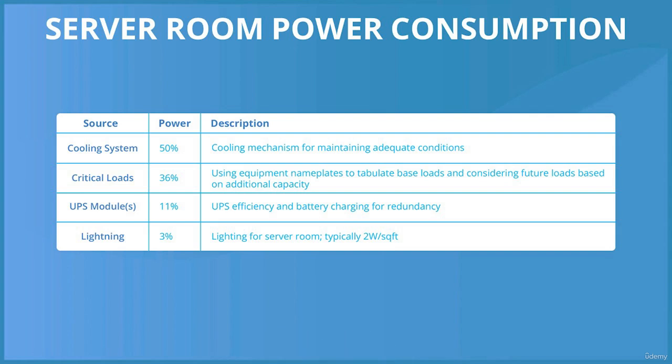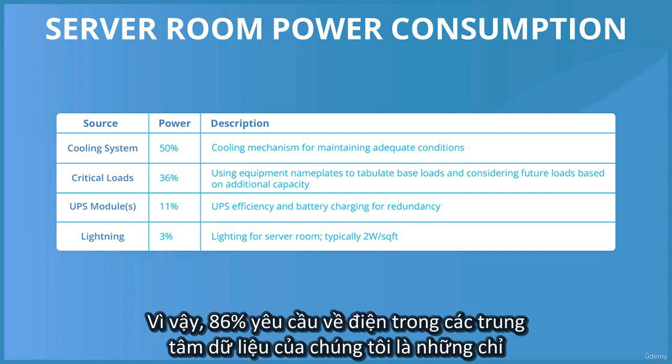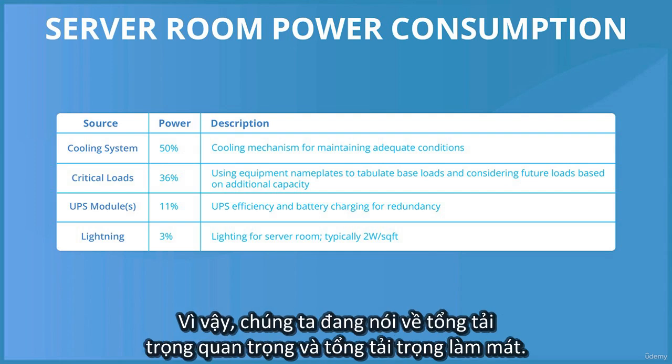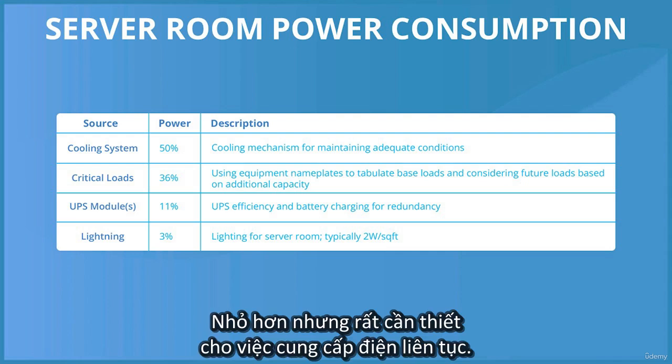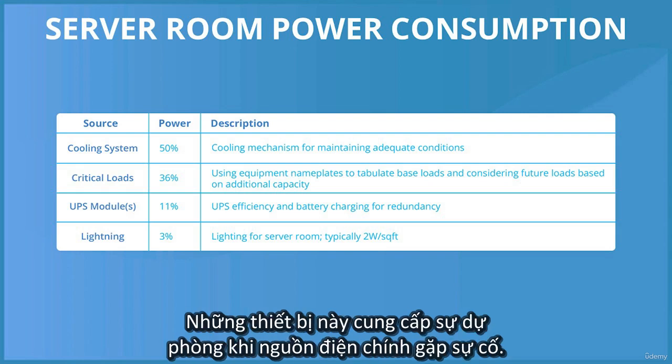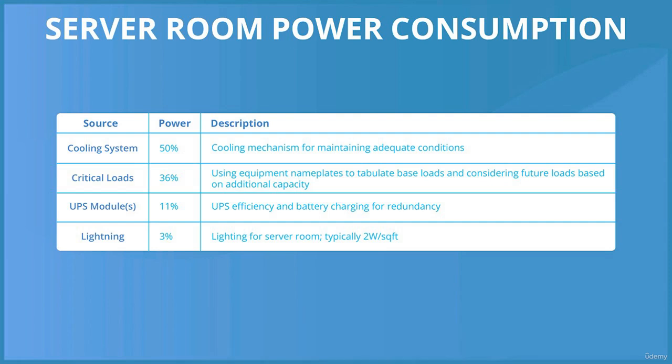Not so bad. So making up 86% of our example data center's electrical requirements are the 2 most important indicators in calculating server room power consumption. So we're talking about total critical loads and total cooling loads. Smaller but vital to continued power, the uninterruptible power source, or UPS modules. These offer redundancy when the main power source fails.